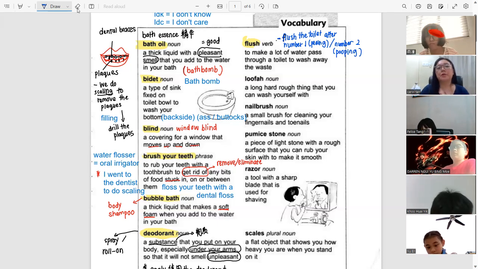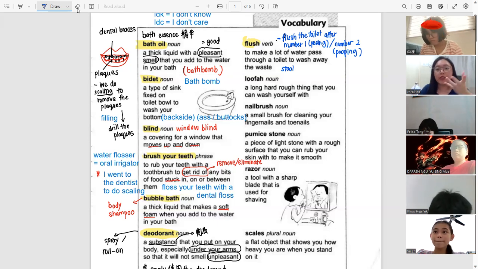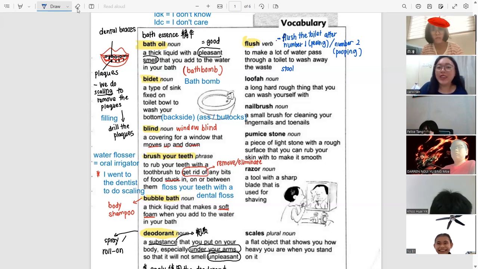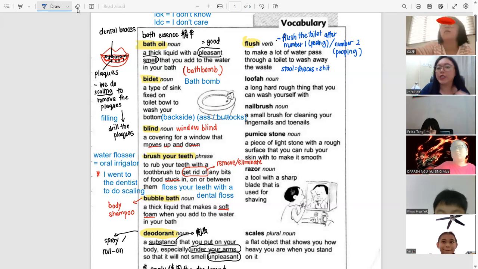And then what if the stool, okay, we say stool or the feces. In Chinese, we always know one word, right? Which is shit. 大便 is called shit, correct? So another word for shit is stool or feces. You all can write stool, feces, or shit, S-H-I-T.